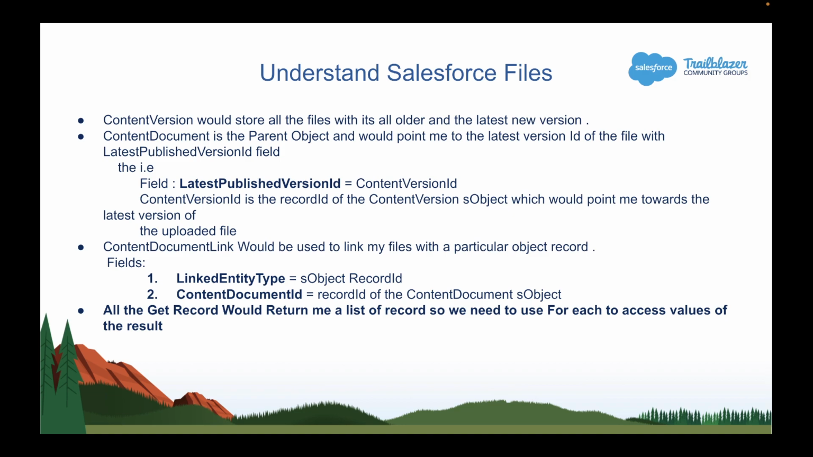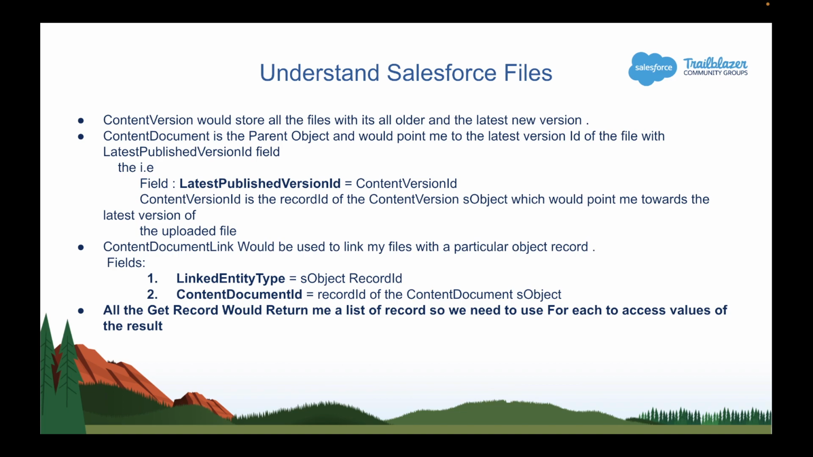As said, content version would store all the files with their older and also the latest versions. And content document is the parent object which would point me to the latest version of the file. It also has a field called latest published version ID. That is, it will store the content version record ID, which would contain the files that I had uploaded. So this is about content document.